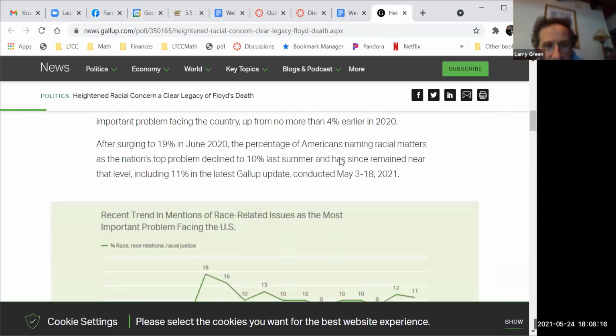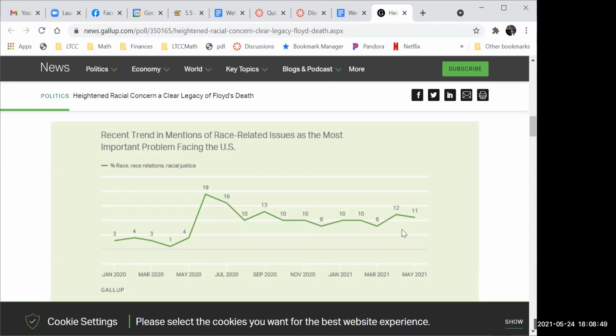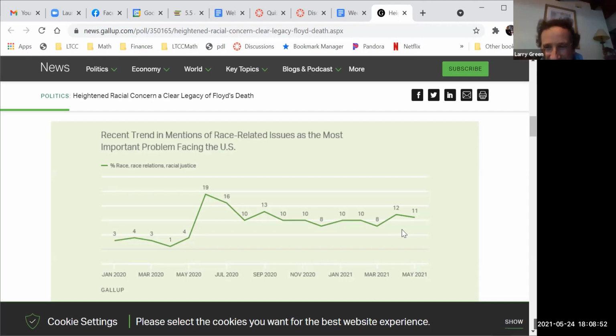All right, so what we can do is scroll a little more, and we can look at the recent trend of mentions of race-related issues as the most important problem facing the United States. So in May, it's 11%. In April, it was 12%. So has it gone down? Right, it was 12% last month, 11% this month. Has it gone down? Yes. Okay, I want to let you know it was a total trick question.